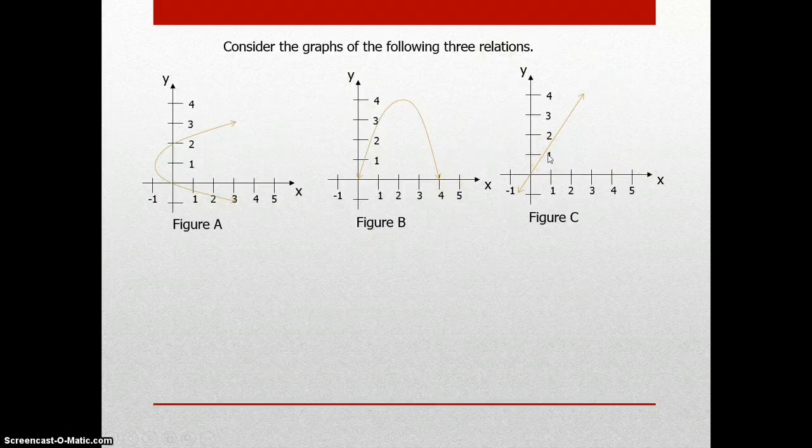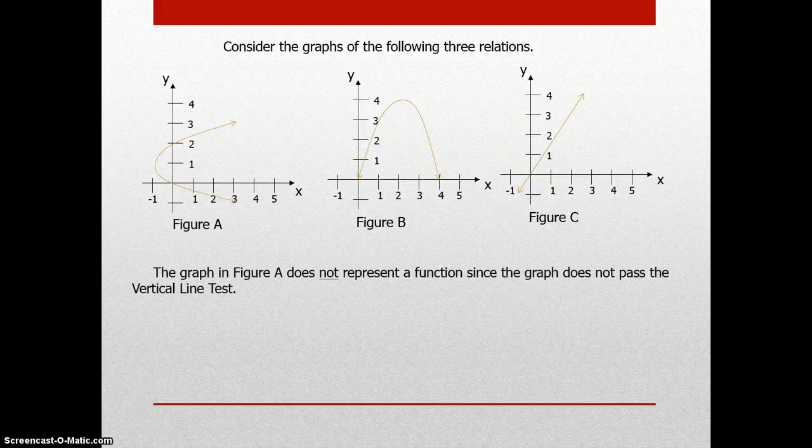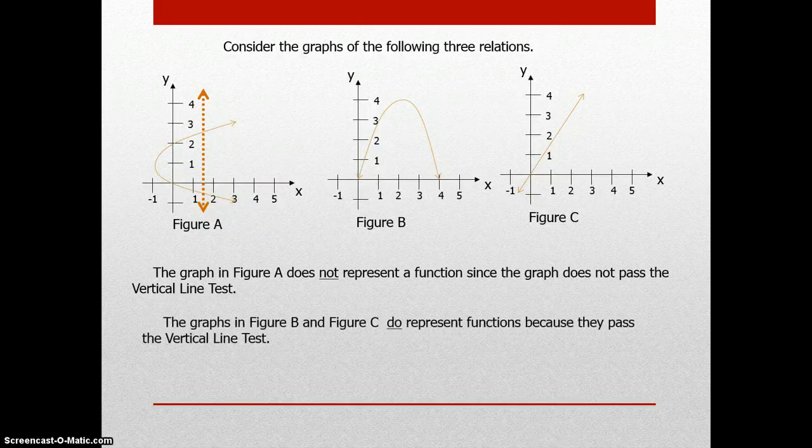That's right, the vertical line test. If I was to do the vertical line test on graph A, you will see that it hits two spots, making it not a function. It failed the vertical line test. However, B and C pass the vertical line test. Once a graph passes the vertical line test, see here it hits one spot, it means it is a function.